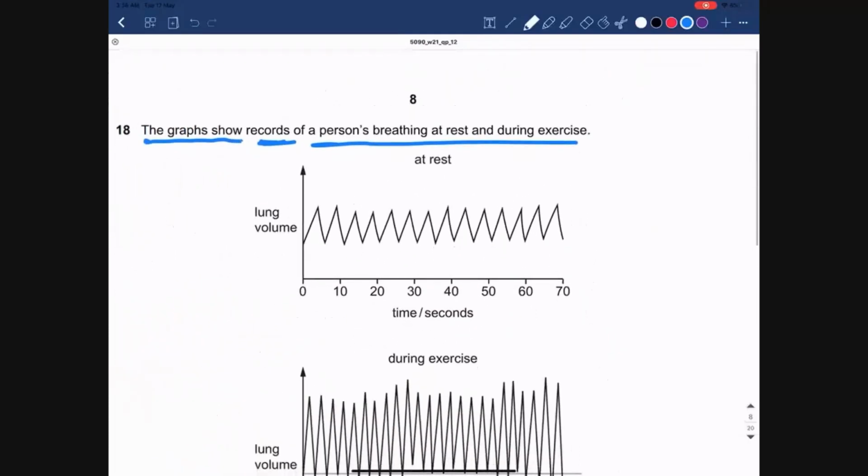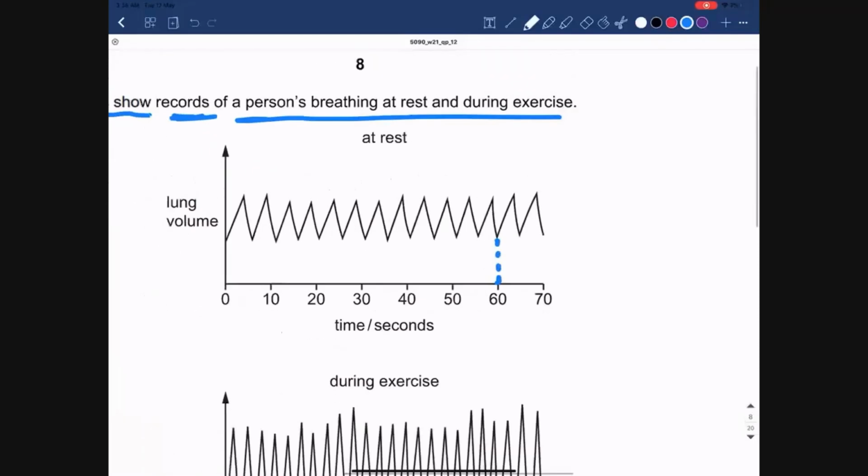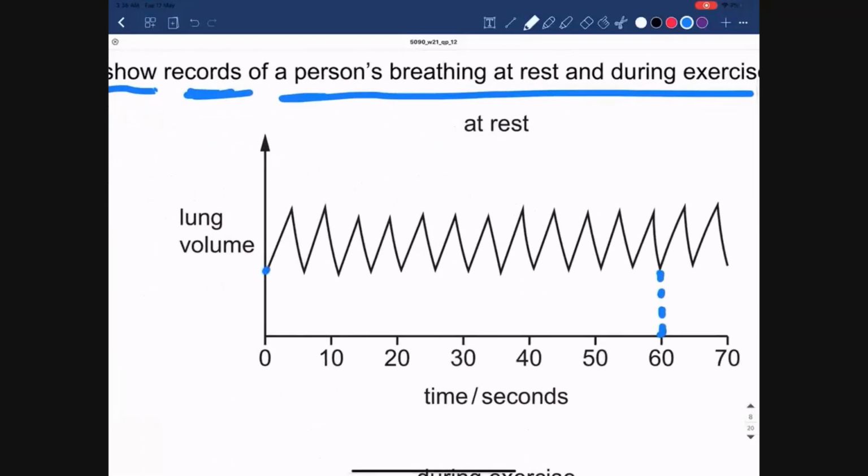Always remember that breathing rate is always calculated per minute. Whenever we are calculating breathing rate, it's always breaths per minute. So in 1 minute, there are how many seconds? 60 seconds. And the one wave over here is one breath.